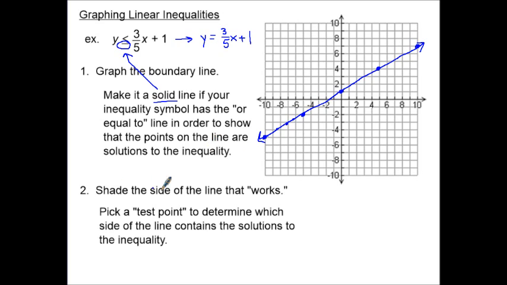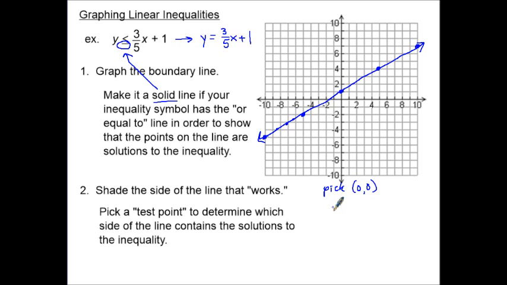Alright, now I'm going to shade the side of the line that works, and the way I'm going to do that is pick a test point of some sort. I can pick any point on the graph that isn't one of the points on the line. I'll be honest, the one that I usually pick is the origin, 0, 0, just because it's really, really nice. Now I said it's really nice because when I'm plugging 0 in for things, it has a tendency to cancel stuff out.